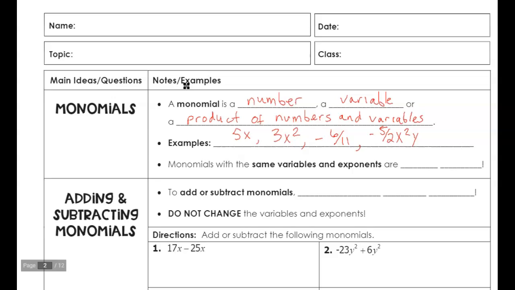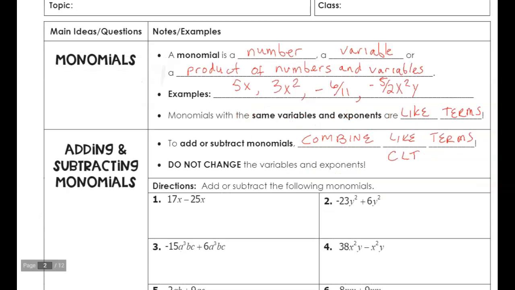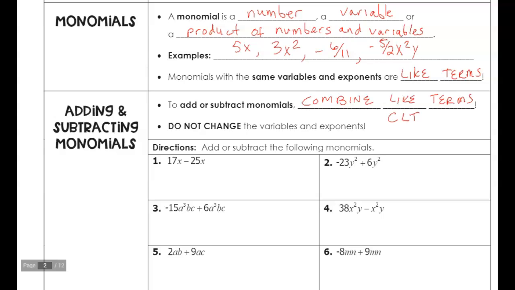So monomials with the same variables and exponents are considered like terms. So again, just as it says above, to add or subtract monomials, we need to combine like terms. Okay, and we also call that CLT. You're going to see that very common. So I'll do just some basic ones here. Then I'm going to jump down to the bottom and do some of the harder ones.